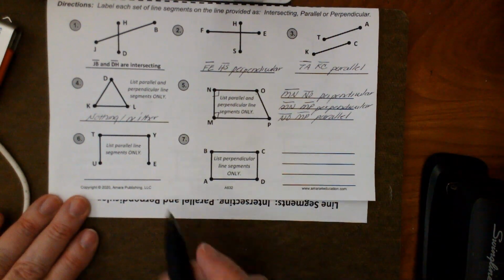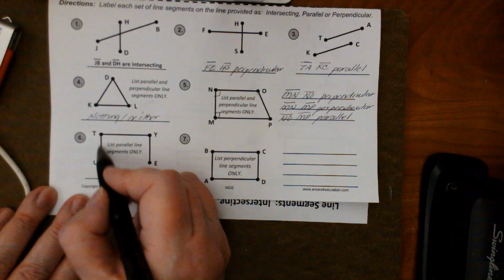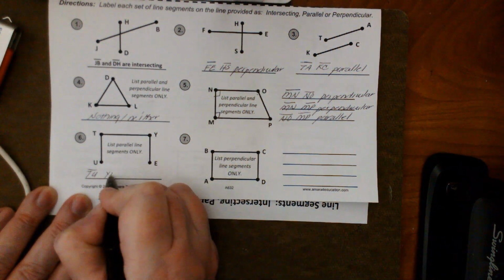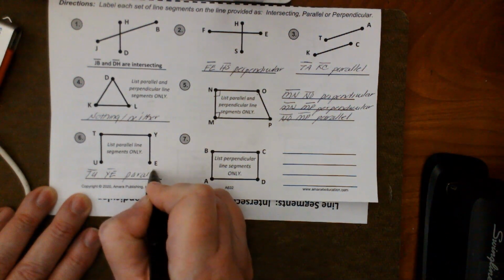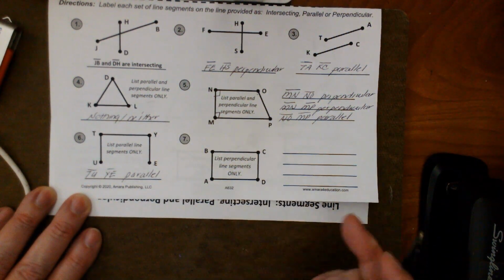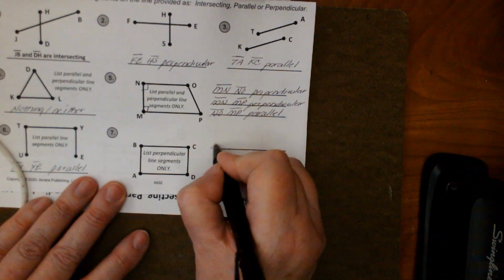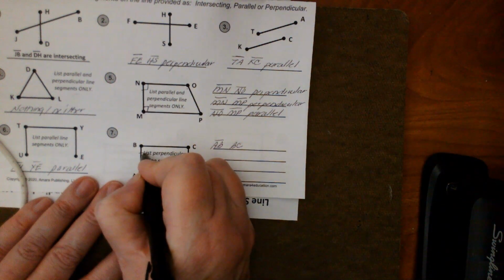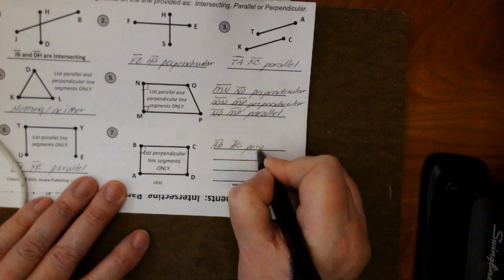Now here, list the parallel lines only. So we have TU, and we have YE. Those are parallel. And this would be parallel if there was a line here, but there isn't, so nope. And then we want the perpendicular. So we have AB and BC. There is the right angle. And don't forget the symbol, perpendicular.